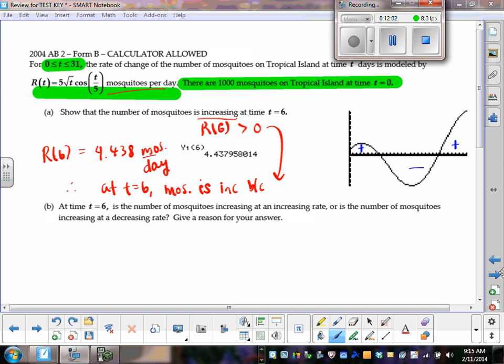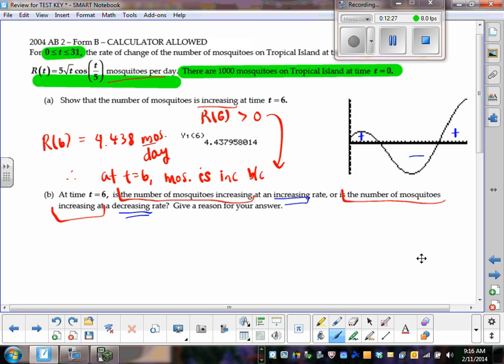Okay, the next part says at time t equals 6, is the number of mosquitoes increasing at an increasing rate, or increasing at a decreasing rate? The tricky part about this is that people get confused. We already know the number of mosquitoes is increasing because of part A. The question is whether the rate is increasing or decreasing. So what we want to know is whether r prime, the slope of the rate, is positive or negative. So we need to do r prime of 6.